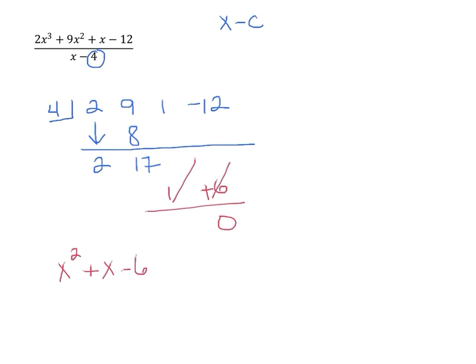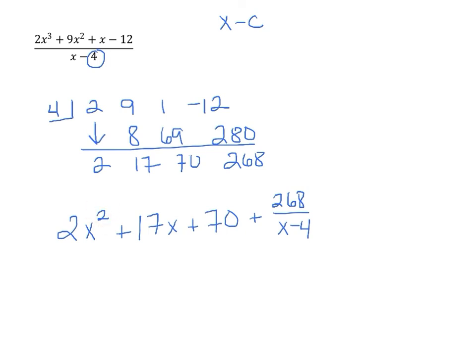And then your remainder you actually write out as a fraction. Plus 268 over x minus 4. How did you know that this was x squared? Well, because that one was x cubed. And your answer is always 1 degree lower.